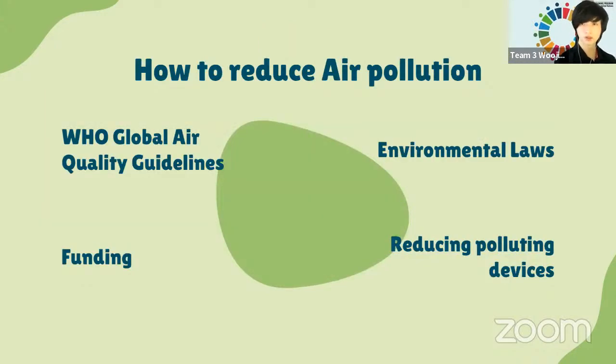The first possible way of reducing air pollution is by following the WHO Global Air Quality Guidelines, which have been made in 2021. The report provides explanation and guidelines to governments regarding the recommended air qualities. By following these guidelines, countries can expect gains in life expectancy years, reduction in respiratory and other health problems, and other benefits.